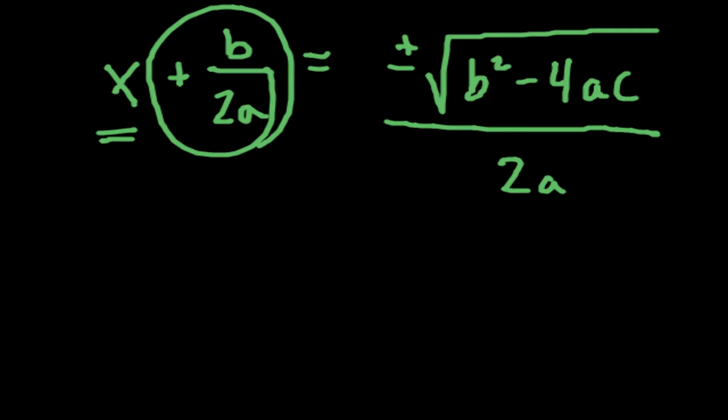I'm going to take b over 2a and subtract it from both sides. That will clear it out on the left side, and it will give me one more fraction. Now, here's the great thing. Plus or minus the square root of b squared minus 4ac is all over 2a.